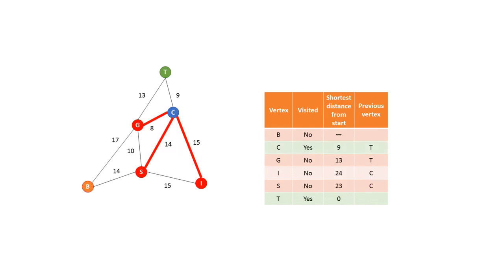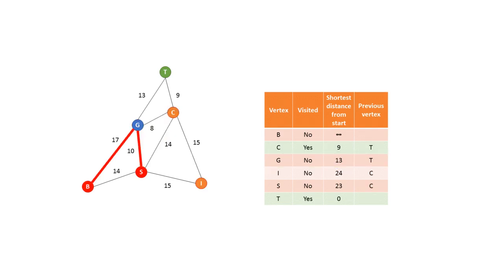We can now say that C has been visited and look down the array for the next node that has not been visited with the shortest distance from the start. And we can see in this case that it's G with 13. So G is the next node that we're going to visit.